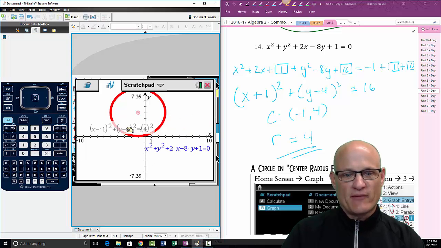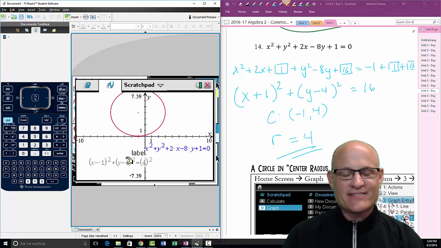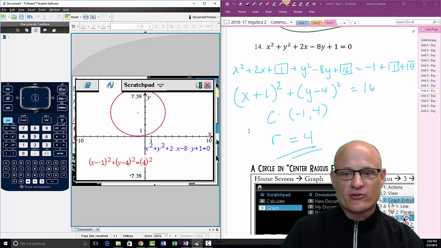Now that's a nice little form. I've given you the directions on how to do that. They're in the paper. I'm not going to go through too many of them. But that's an awesome way to see, do I have the right answer? Did I do completing the square correctly?